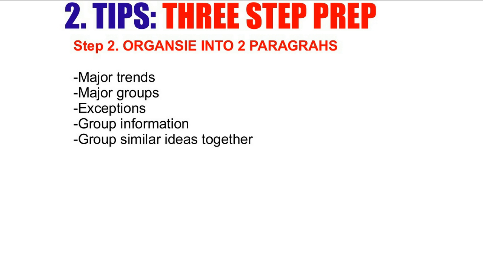Step 2, organize this information into paragraphs. Small mistake there, sorry. So following the 4-paragraph model, the first paragraph is a paraphrase of the title, and then we've got 2 body paragraphs. In the first body paragraph, we're going to put the information that we've organized in this step. So here we're going to look for the major trends, major groups, any exceptions. We're going to group similar ideas together. That's going to be the first paragraph.